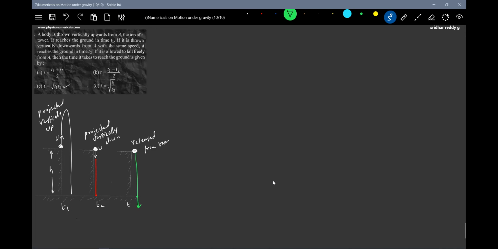V1. Here it will come and strike. With what speed will it be striking? Yes, in these two cases, it will be the same speed. Here it will be V3. So V1 equals V2 and is not equal to V3. At the end of the problem, we'll see it.